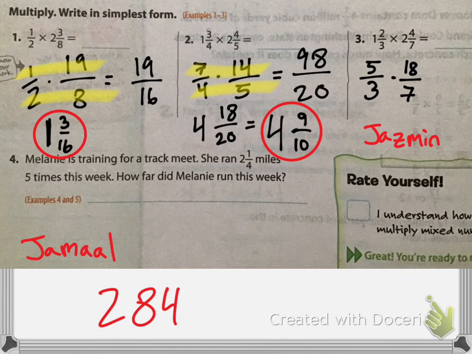Jasmine, can I cross cancel anything? Are there any numbers divisible by the same numbers? Harry, can I cross cancel anything here? Yes. What can I cross cancel? The 3 and the 18, yes. We divide them both by 3. 3 divided by 3 is 1. What is 18 divided by 3, Harry? 6. Perfect. So then I multiply.